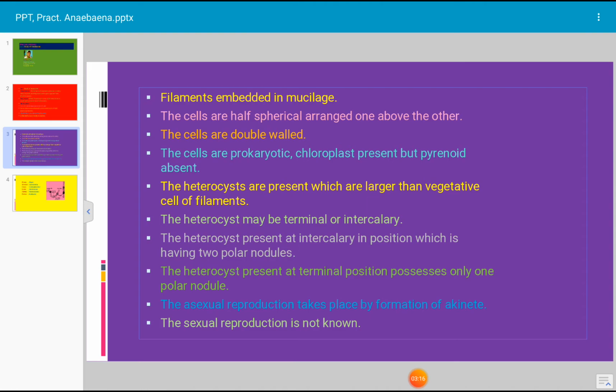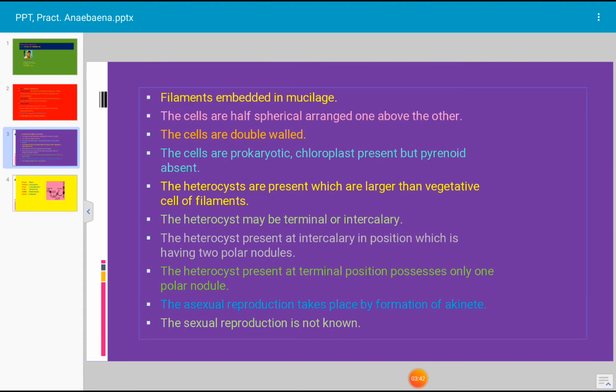The heterocyst present at an intercalary position has two polar nodules, and the heterocyst which occurs at the end of the filament has only one polar nodule. A nodule-like structure occurs at both sides of the heterocyst. That is called a polar nodule.